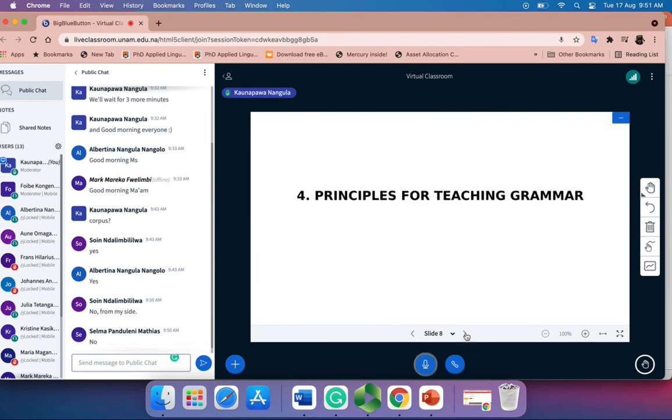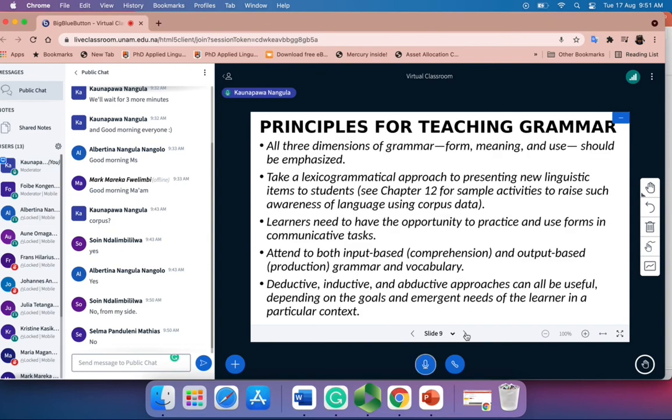Now we are going to look at the principles of teaching grammar together. And this is everything that we have spoken about basically in the past lessons. So the first one that we have is all three dimensions of grammar. We have got form, meaning, and use, which should be emphasized. All right, don't just focus on one, but always emphasize all three of them so that the learners know what it looks like, what it means, and how we use it in context. Take a lexical grammatical approach to present new linguistic items to students or learners in our case.